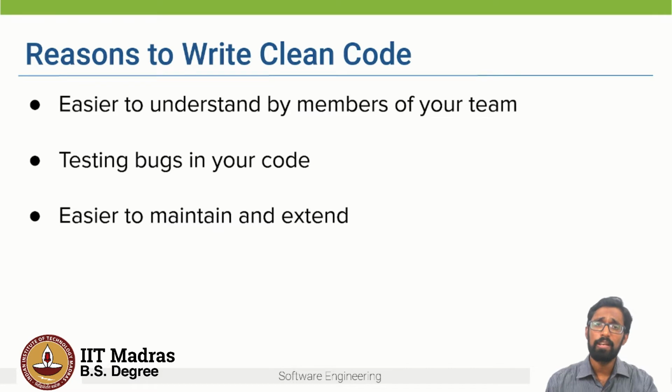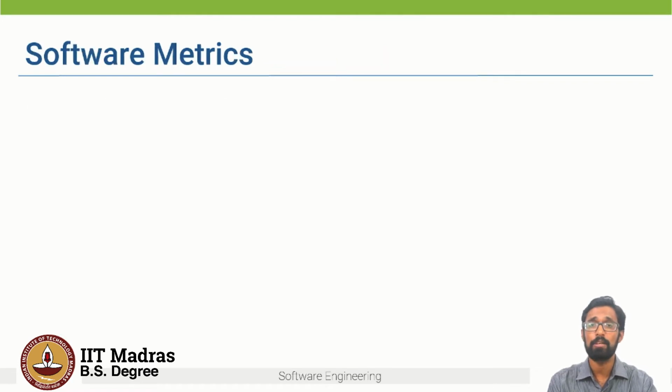Okay, now that we have seen the reasons to write clean code, what are ways in which we can improve the quality of our code? There is a quantitative way as well as a qualitative way. So we will look at some quantitative ways in this video, right? And this is done by using software metrics.